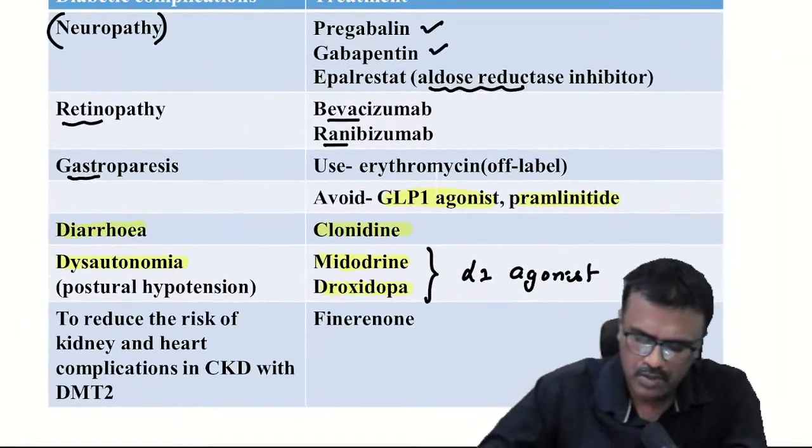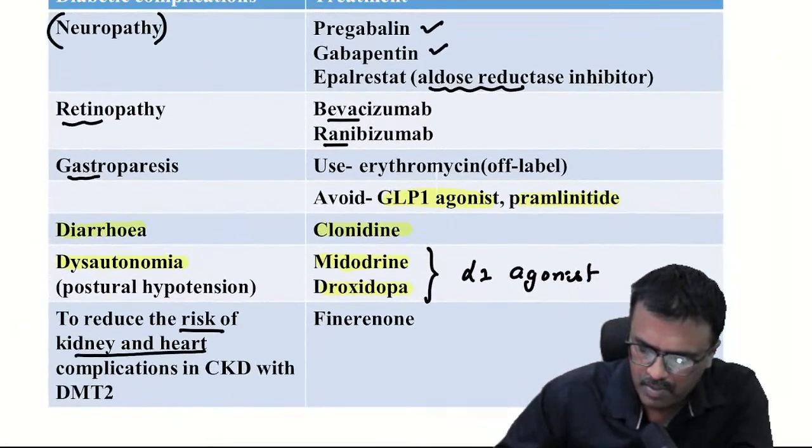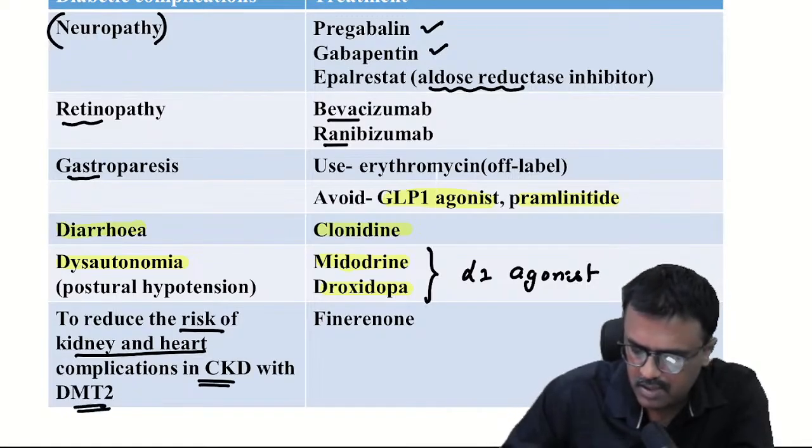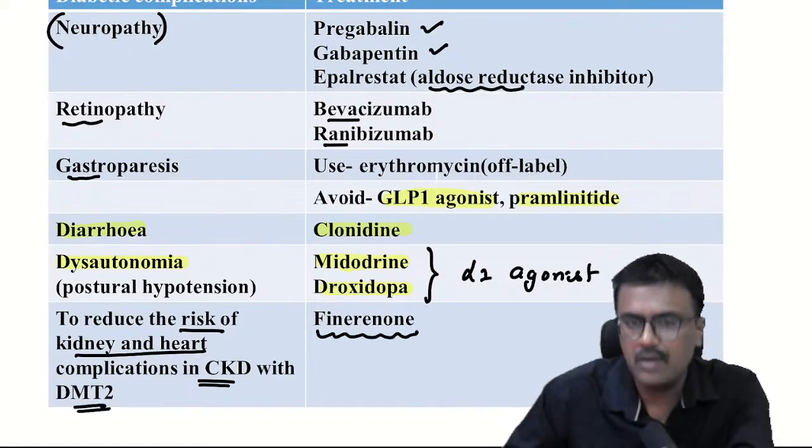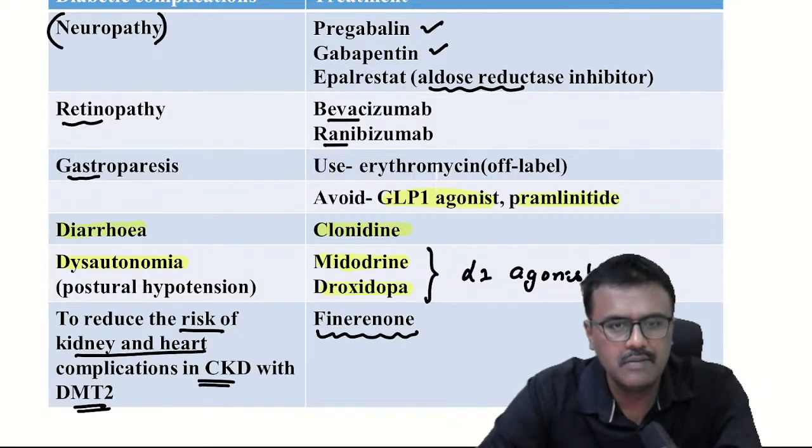Now coming to reducing the risk of kidney and heart complications in CKD diabetic patients, we have a new drug called finerenone. The name is finerenone. You know spironolactone, eplerenone, similar to that we have finerenone.